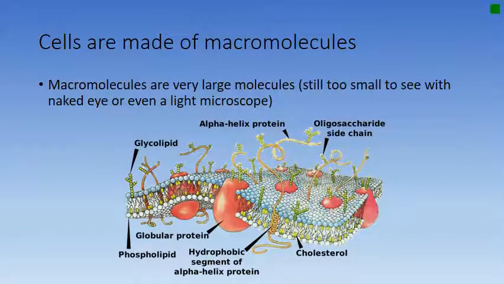But really, even that isn't close enough, because cells are made of macromolecules, which is a big word that means large molecules. The thing is, while they're large in chemistry terms, they're still too small to see with the naked eye, or even with a light microscope. The image here shows the cross-section of a cell membrane, like one you would find in a human cell, with a focus on showing some of the macromolecules that make up the cell membrane. Each cell membrane is really a gathering of individual macromolecules, like phospholipids, proteins, and cholesterol.